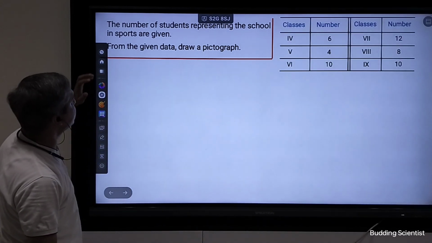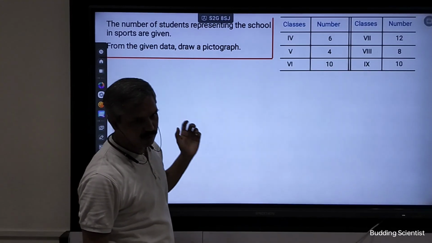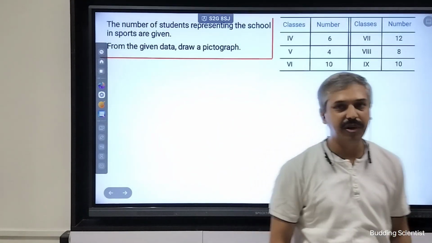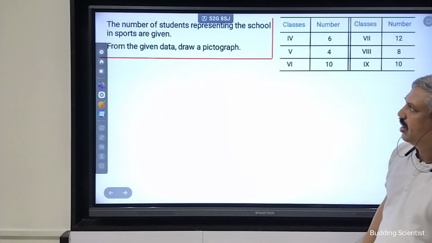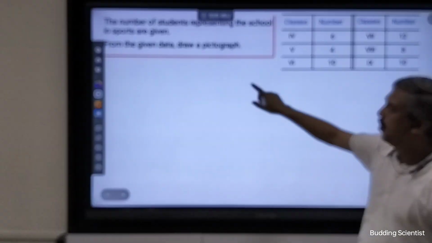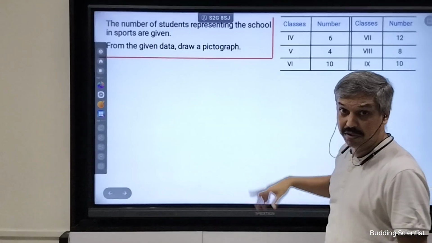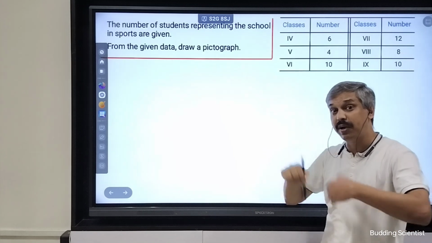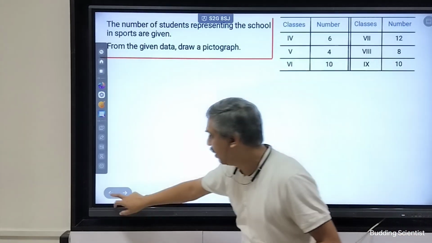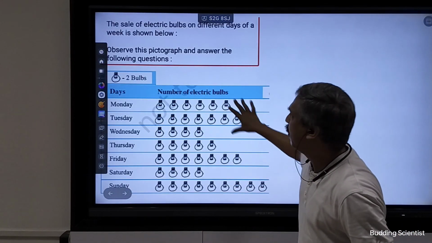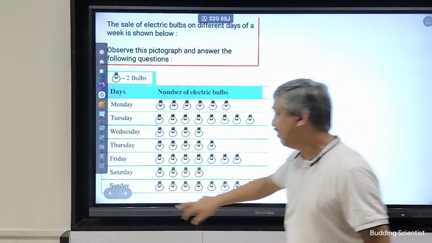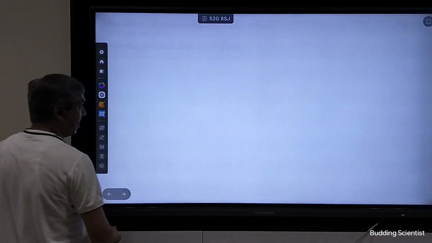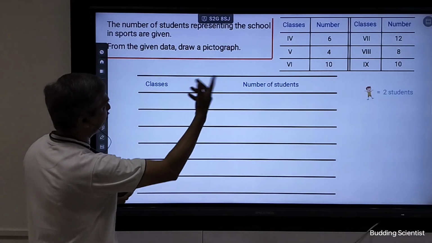The number of students representing the school in sports. We have a CBSE sports event going on. So the number of students who are representing the school in the sports event is given in this table. From the given data, draw a pictograph. Now this is very interesting. We are not interpreting from the pictograph. In the previous problem, we had a pictograph and we were solving problems based on that. This time we are given the data and from the data we have to draw the pictograph.